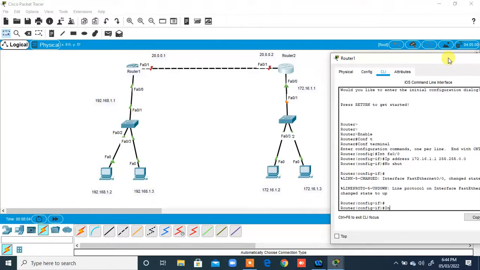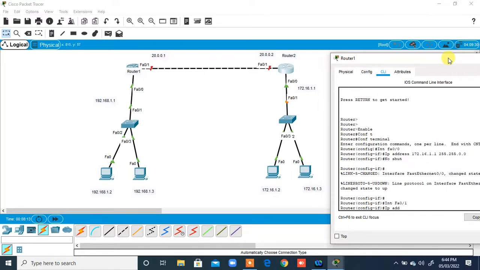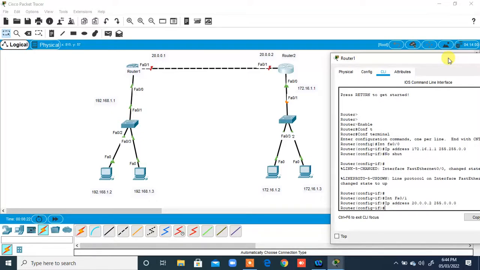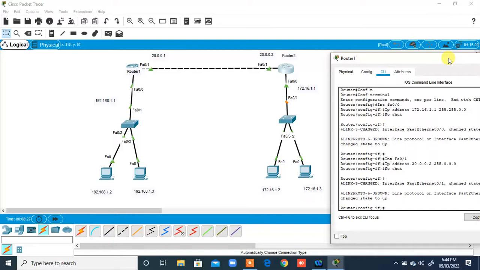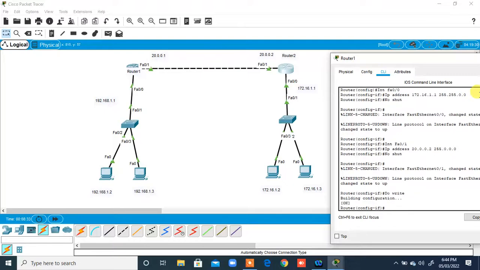Right, similarly we have to assign the IP address to my other interface, that is FA0/1, then IP address 20.0.0.2, and we have to assign the subnet mask also like this, right, and we'll have to make it no shut. Now both the routers are in the up state now, right? So let me just save the configuration. So my configurations are also saved, right?